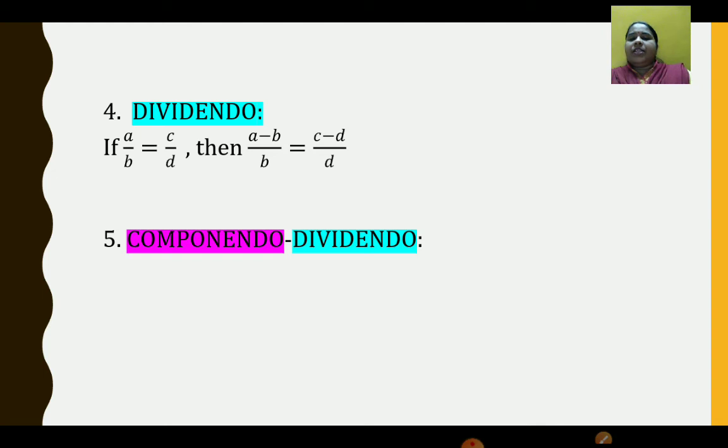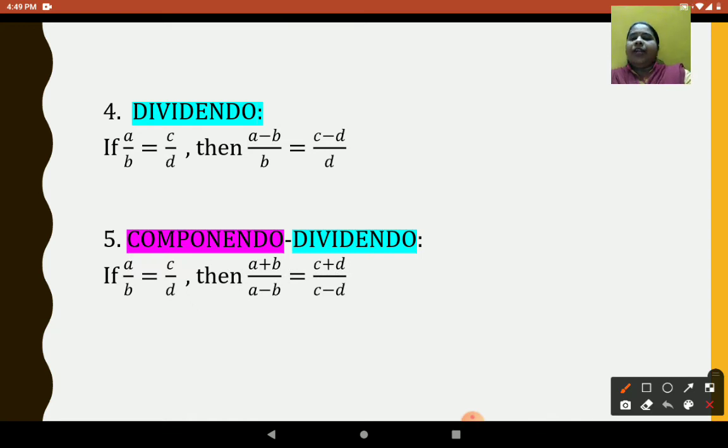Fourth property is dividendo. Now the word itself will tell you. Dividendo means, yes, dividendo and then componendo dividendo. I'll explain both the properties together. Try to understand. Dividendo itself means minus. As I told you, componendo as plus, dividendo is minus. Look at this. What is done here? In componendo what we did? We took the denominator up and added. In dividendo what we will do? We will take the denominator up and subtract. That's it. That is the basic difference.